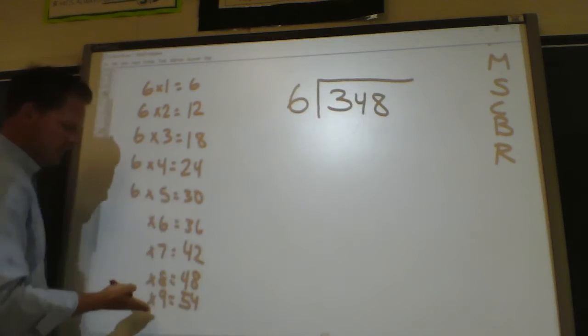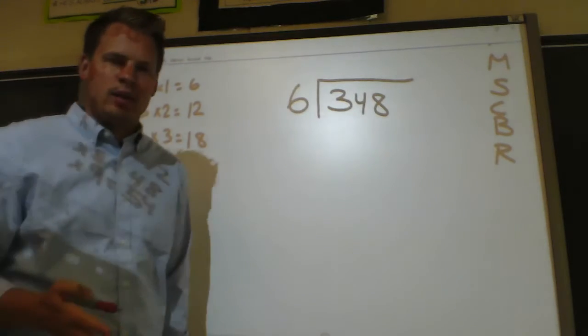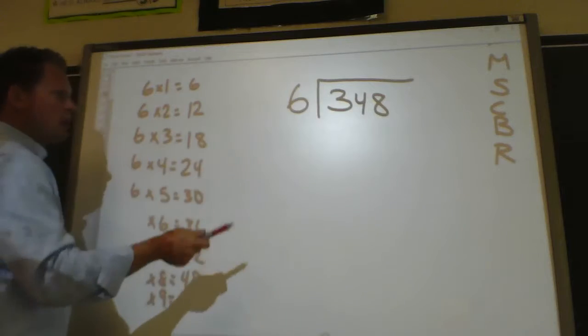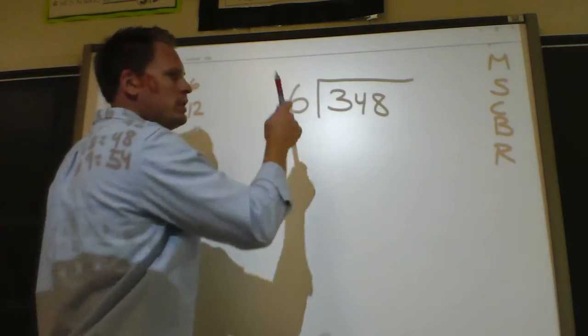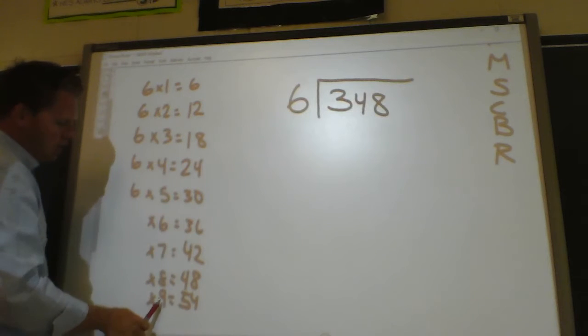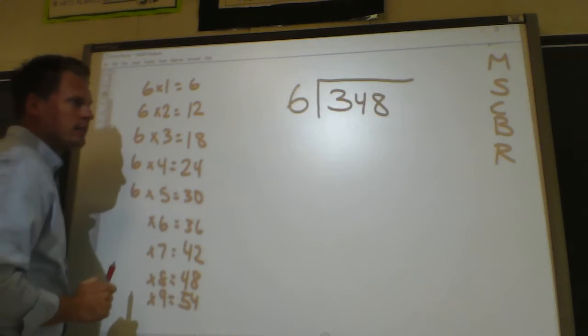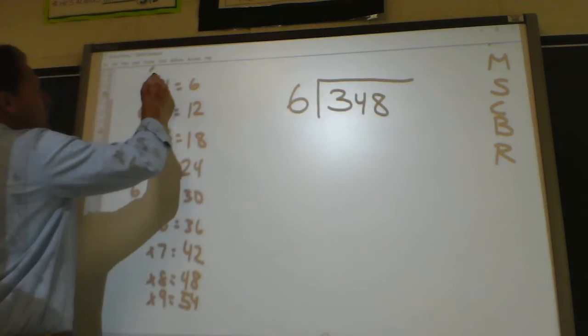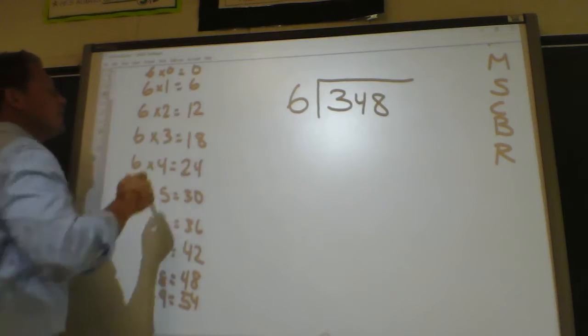Does anyone know why I can stop at 9 and I don't have to keep going? Again, just like multiplication, every time you do the math, there's only one digit that you can put into a place value. So the highest that I can go is up to 9. And again, 6 times 0, hopefully you know that, is 0.